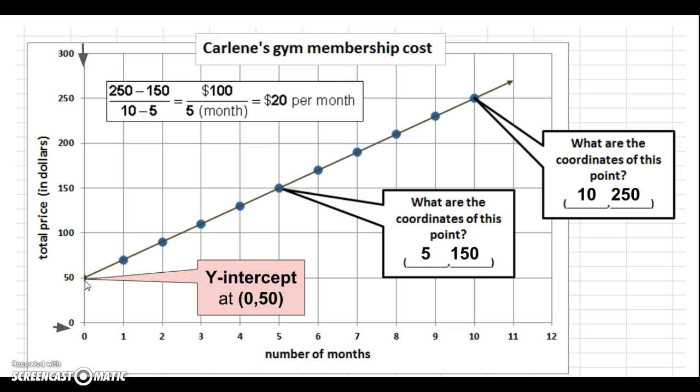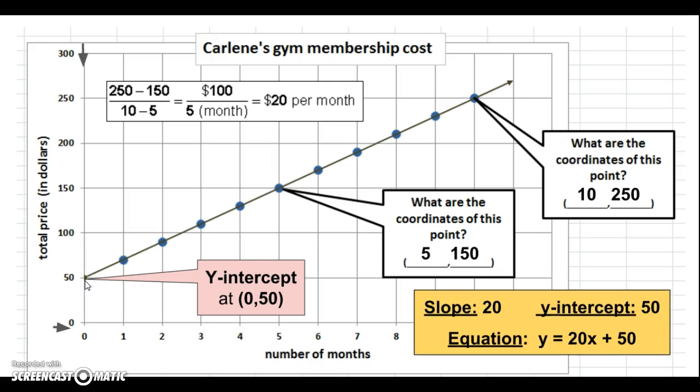Okay, so we have a y-intercept of 50. We have our slope of 20. We have enough to write the equation. A slope of 20 and y-intercept of 50 gives us y equals 20x plus 50. And remember, once again, that 20 represents the $20 per month that Carlene has to pay for her membership, and the 50 most likely is the initial fee before she even starts using the membership.